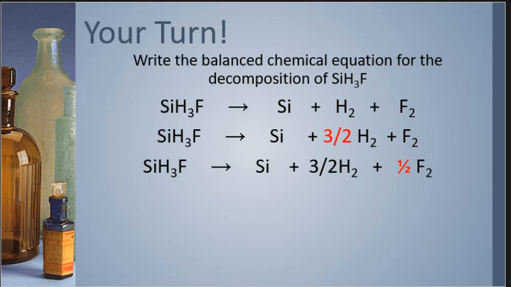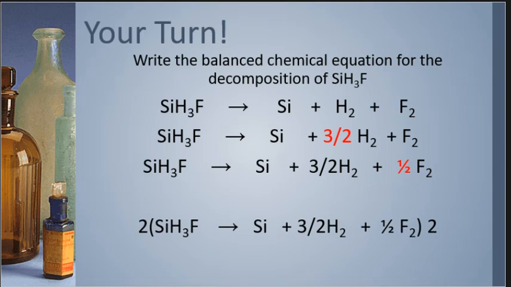Now I'm in pretty good shape. Now what do I want to do? Multiply everything by 2 to get those fractions out. Can I get both of those fractions out of there if I multiply everything by 2? Yes. Hallelujah, right? So I'm going to multiply everything by 2 on both sides, and I get 2SiH3F, 2Si. That's where the missing thing would end up happening if you were not careful. And okay, I'm going to multiply those by 2, 3H2 and F2.